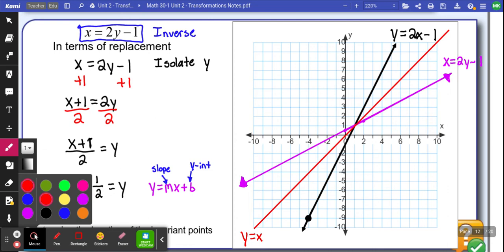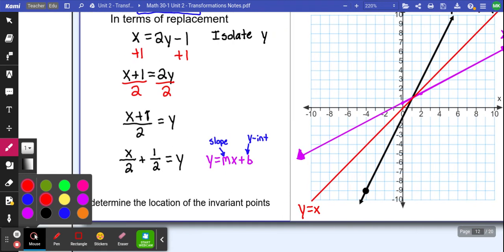When you inverse something, you change the x and the y values, which causes this to happen, where you get a reflection about the line y equals x. I'm going to write that. Reflection about the line y equals x.